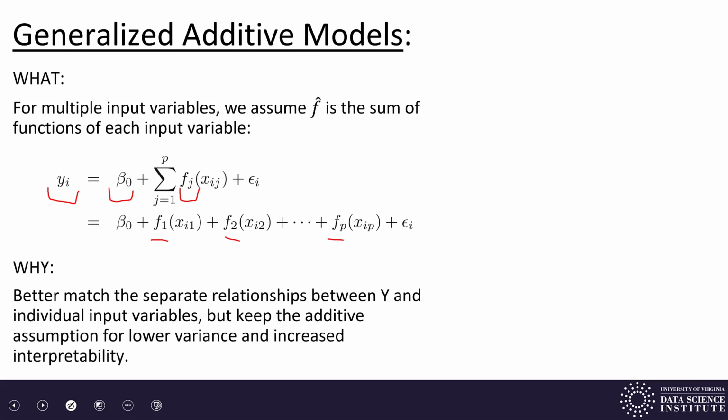So we have the ability to model multivariate nonlinear functions, and we're going to have them be separate from each other, and then we're going to add the results from those separate nonlinear functions, and that gives us our additive models. Why do generalized additive models? We can better match the separate nonlinear relationships between y and individual input variables, but keeping the additive assumption keeps lower variance and increases interpretability of the models.